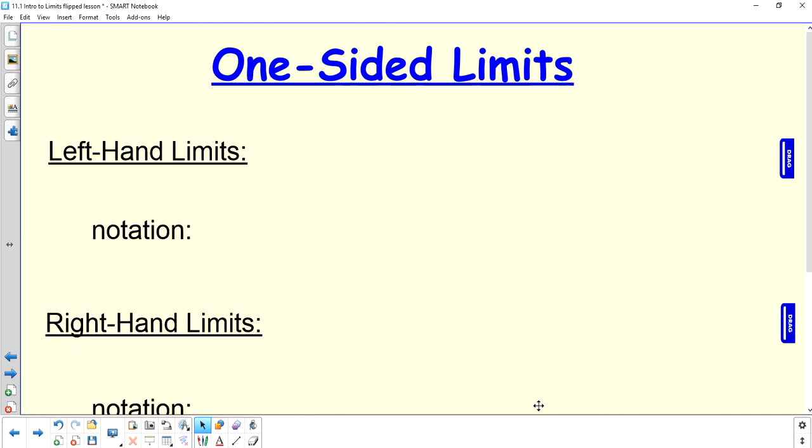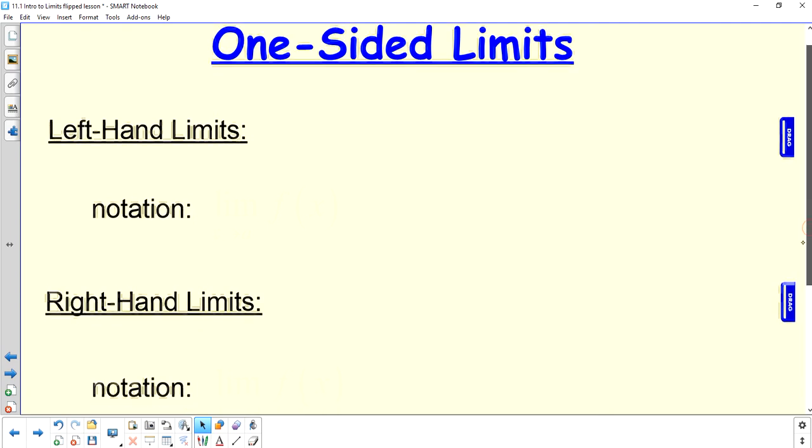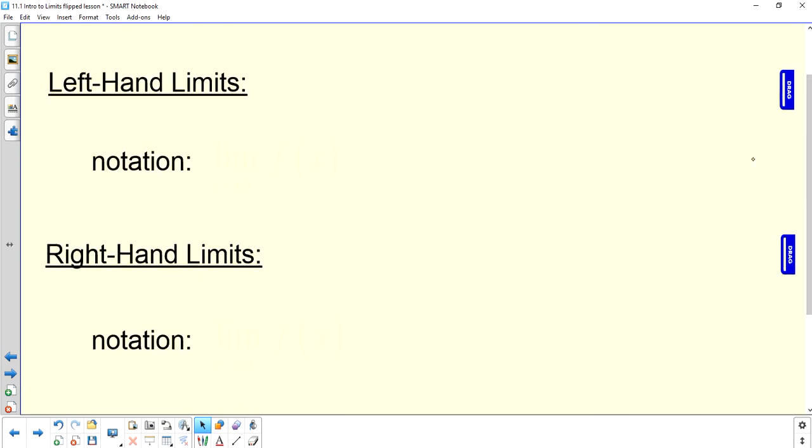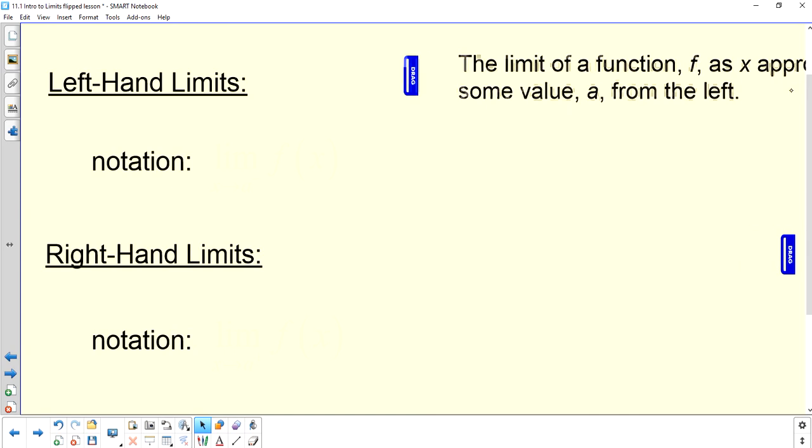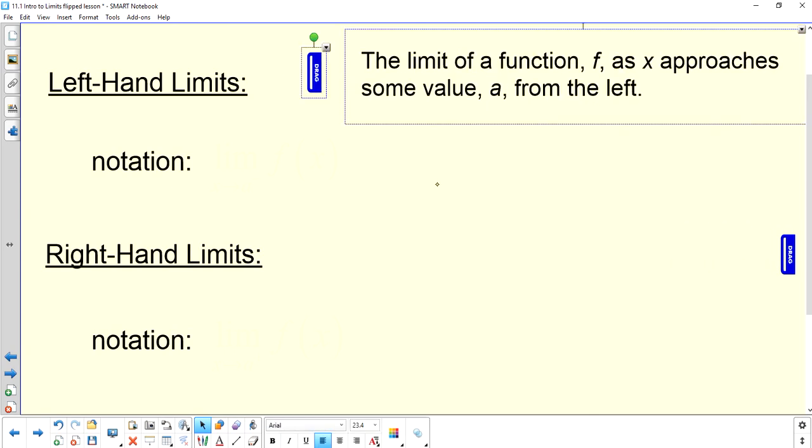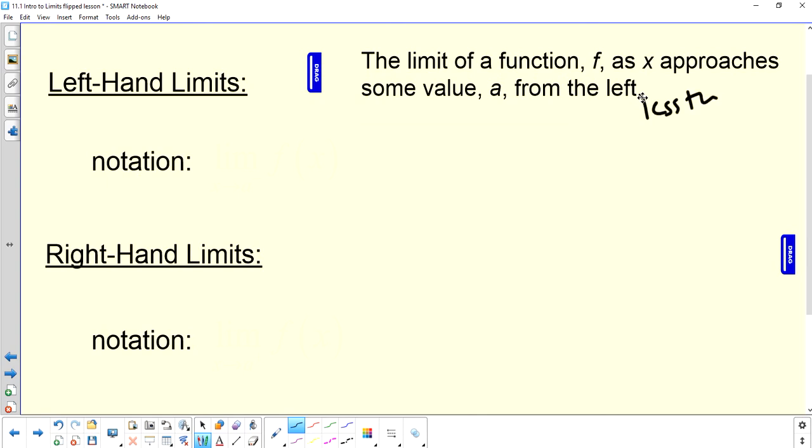So moving on into one-sided limits. So we're going to have two things, what are called left-sided limits or left-handed limits, and right-sided limits or right-handed limits. And left-sided or left-handed limits just means the limit of the function as it approaches numbers from the left, meaning from the left is less than those numbers that were to the left of the table on the box that we just looked at.